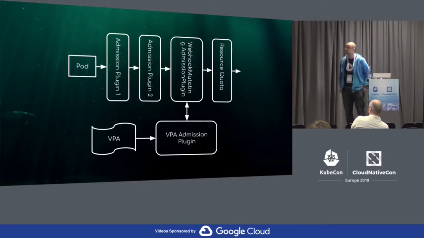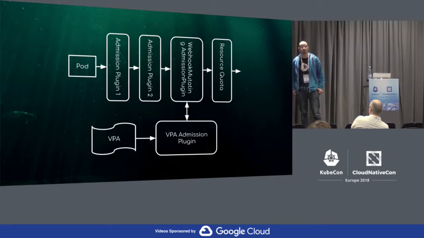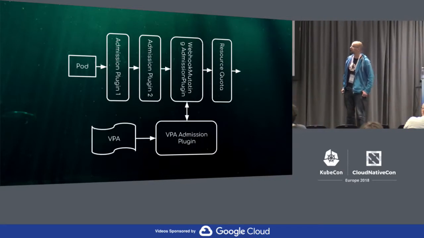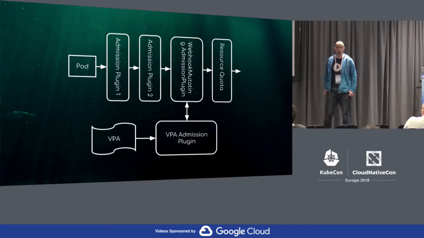Whenever a new object is created in Kubernetes, it goes through a chain of admission plugins. These admission plugins check whether the object can be created at all and possibly apply some small changes to it. The same applies to pods. When a pod is created, it's checked, and since version 1.9, it can also be the subject of an external admission plugin. We use this technology in the vertical pod autoscaler.